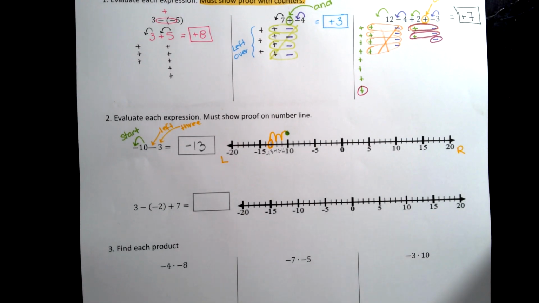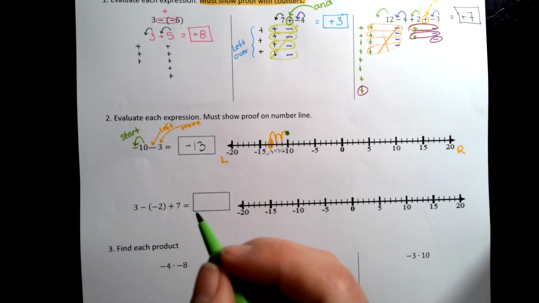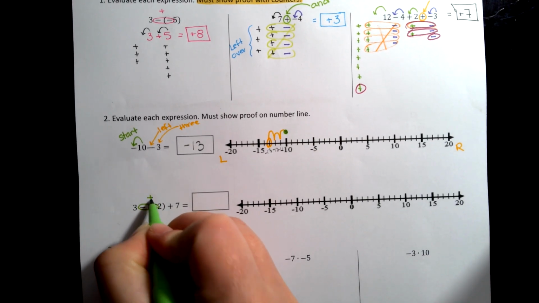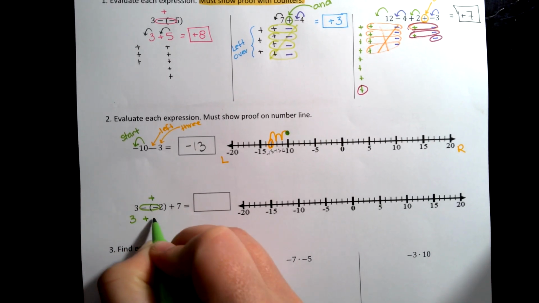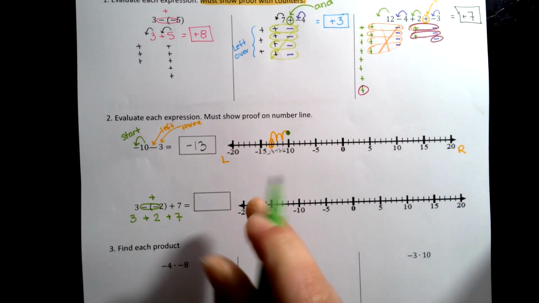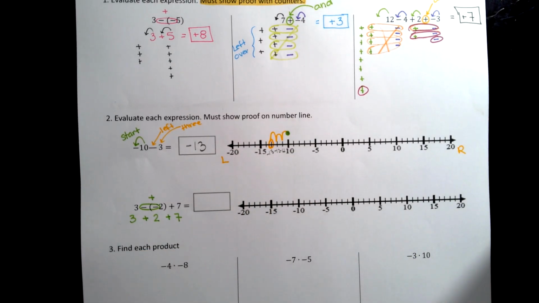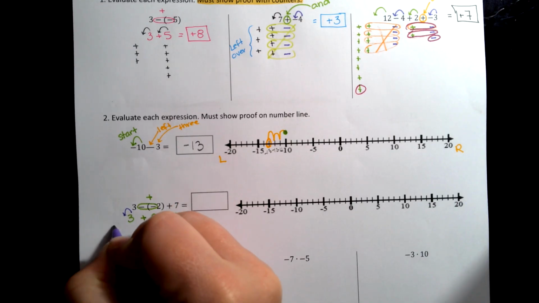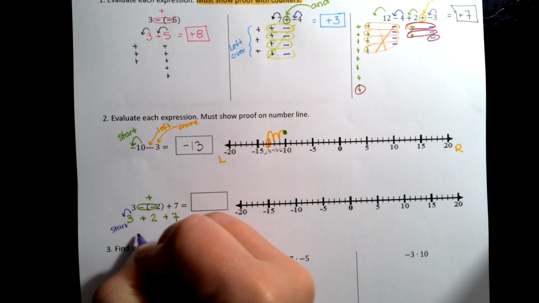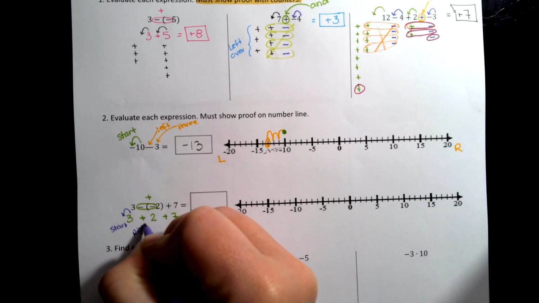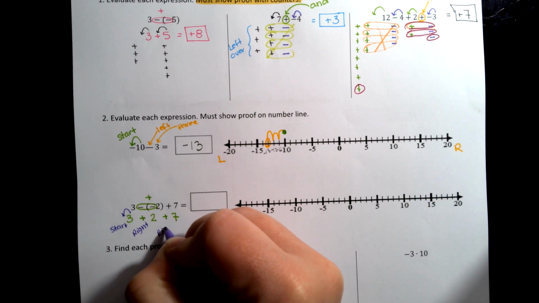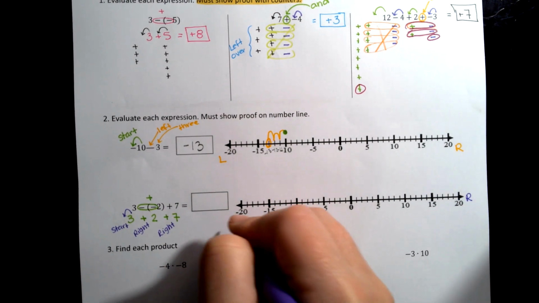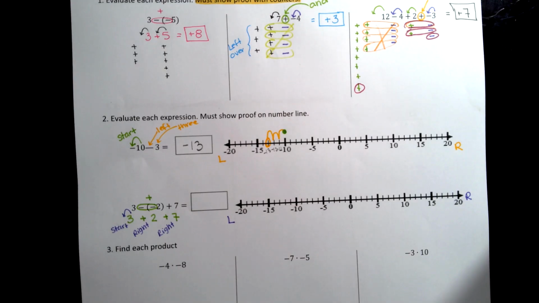Okay, moving on to the next one. Same thing, we're going to start at our first number, but be careful here. Notice that, yes, we do have a double negative, so we need to first rewrite this as 3 plus 2 plus 7 before we do anything on the number line. Now that we have rewritten it, we're taking a look at 3. 3 is positive. This is going to be our start. Then we're going to go to the right 2, and then again to the right. Anytime you see a plus, that means you're shifting towards the right side. Anytime you see a minus, you're going to be shifting towards the left side.